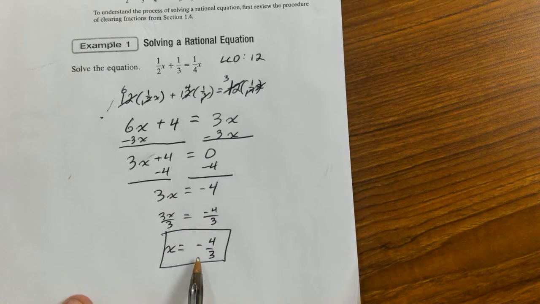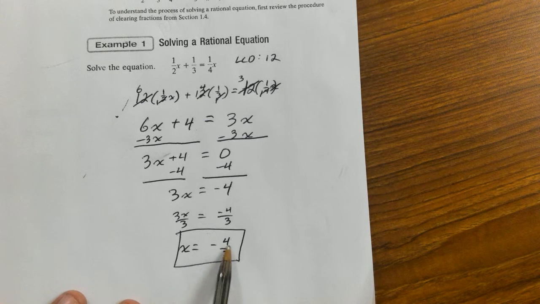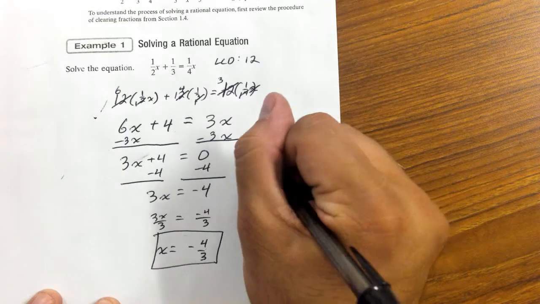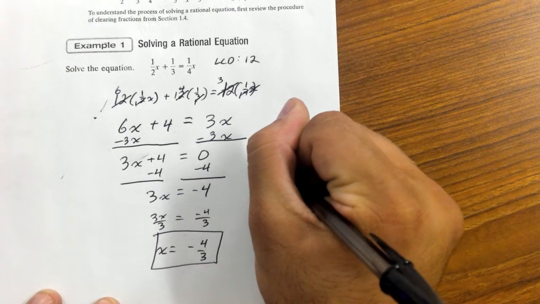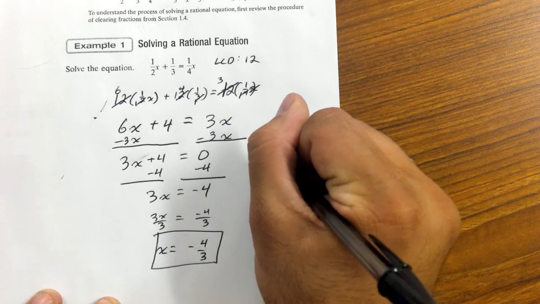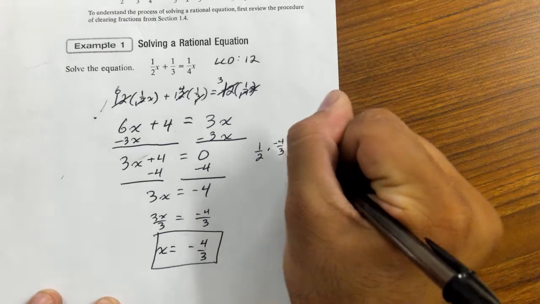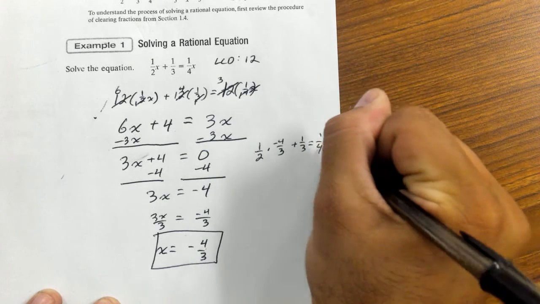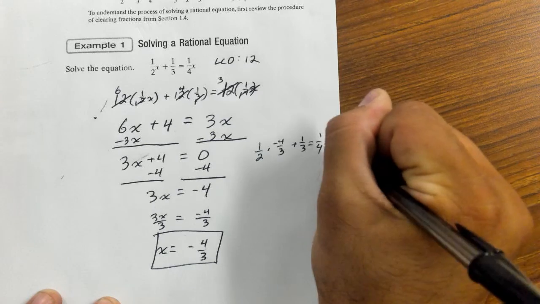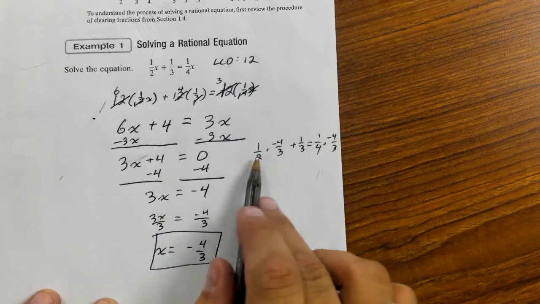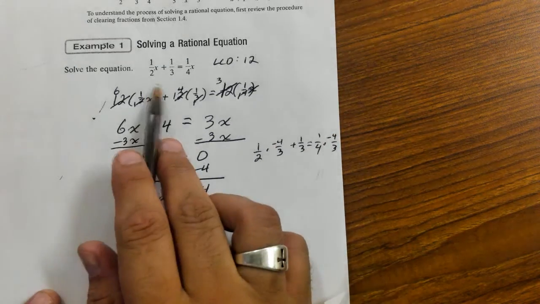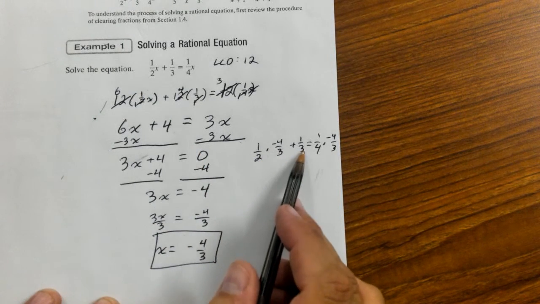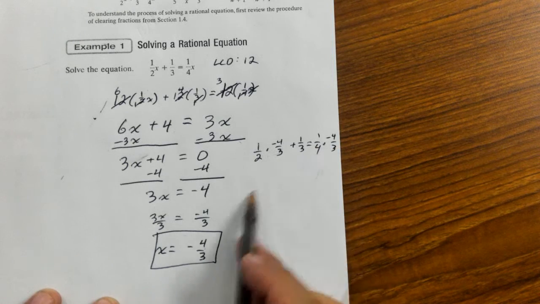In order to verify it, we can substitute this back into the original equation. I'm going to write that over here. 1/2 times x would be 1/2 times -4 over 3, plus 1/3, equals 1/4 times -4 over 3. I'm just making sure that everything is substituted back into the original: 1/2 times my x value, plus 1/3, equals 1/4 times my x value of -4/3.